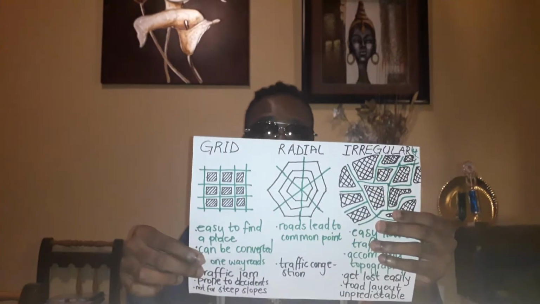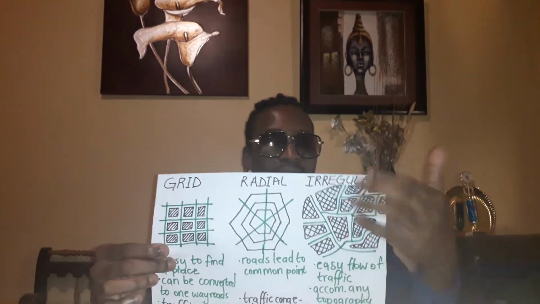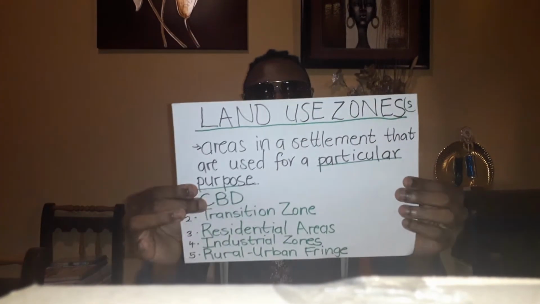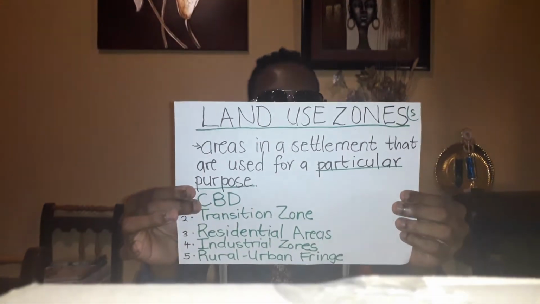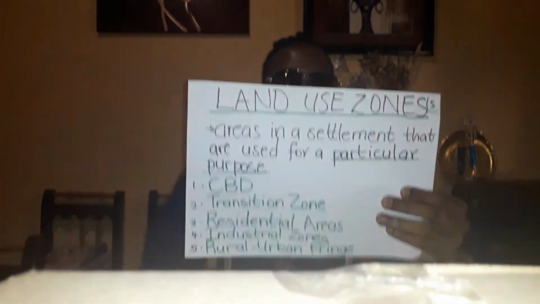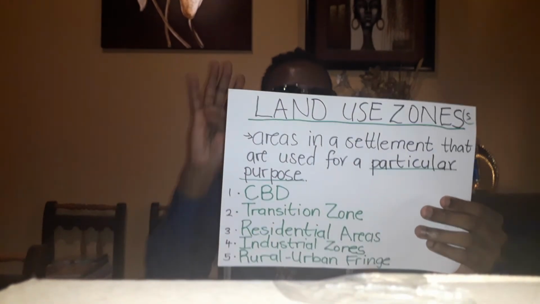We're still going to cover the land use zones, and the irregular pattern is associated with high income in the rural urban fringe. Okay, so the last part, we've covered the urban profile, we've covered the street patterns. So the last part of this lesson is the land use zones. What is that? Land use zones. So they are defined as the areas in a settlement that have a specific function or that serve a specific purpose. We have 4 main land use zones.